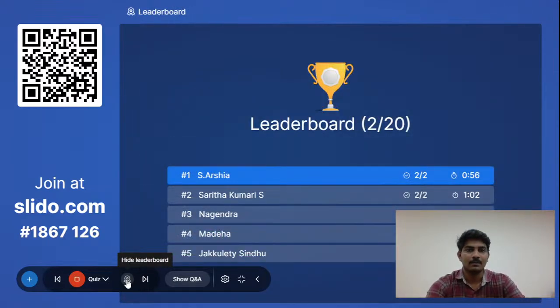And here is the leaderboard. Still Arshia stood on the first position, and Sarita is in the second position, and Nagendra, Madiha and Sindhu are on the top 5 leaderboard. So the remaining can also answer the questions quickly so that your names are also visible on the leaderboard. And we'll move to the next question.